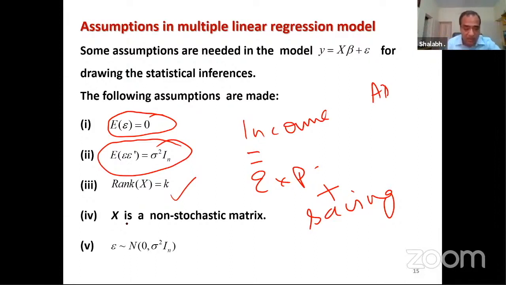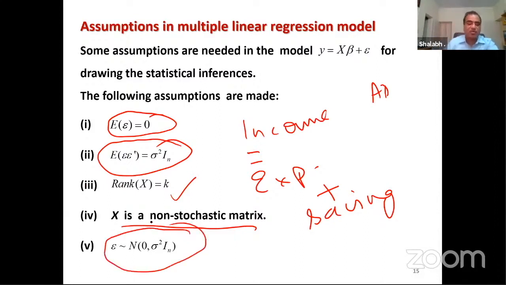And x is here a non-stochastic matrix. That means the observations you are considering on x are fixed values. They are not random values. So the advantage of this is that if you conduct an experiment in New Delhi or in Kanpur or in Calcutta, you assume that the observations are going to be similar. You know, in medicine people conduct clinical trials at different places. So this assumption will help at this moment.